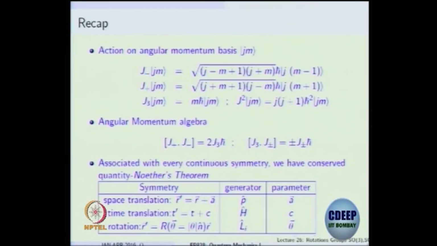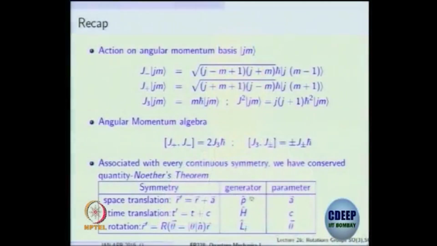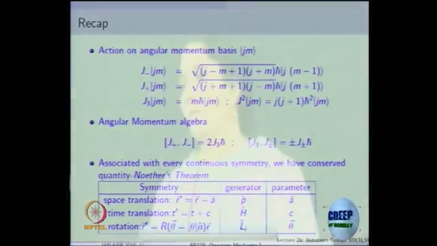So what were the generators of this? The generators of this rotation operation can be implemented by angular momentum. I will go through those steps again. And the corresponding parameters: there are 3 angular momentum components, and there will be 3 angles of rotation, depending on whether you rotate about the x axis, you call it theta x, about the y axis theta y, and about the z axis theta z.